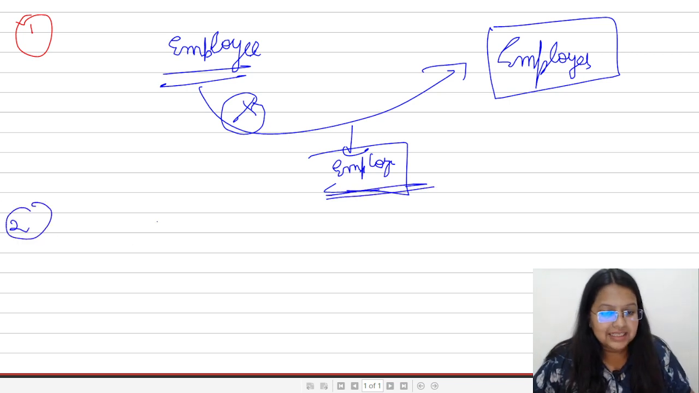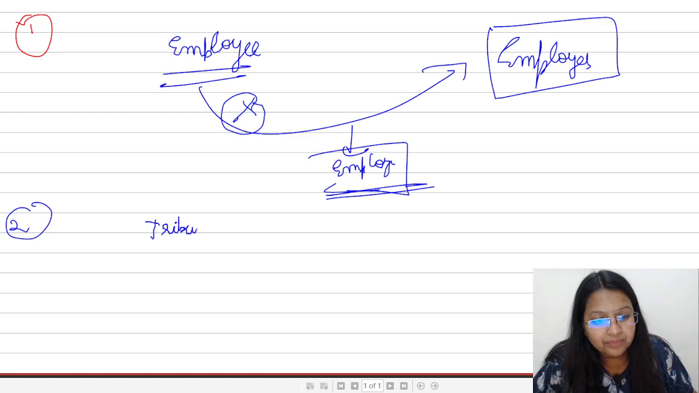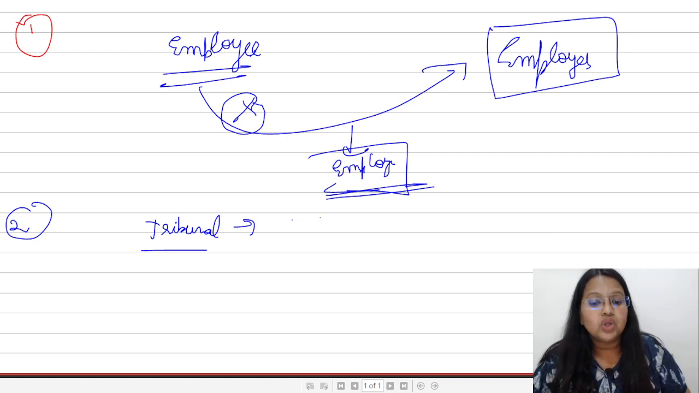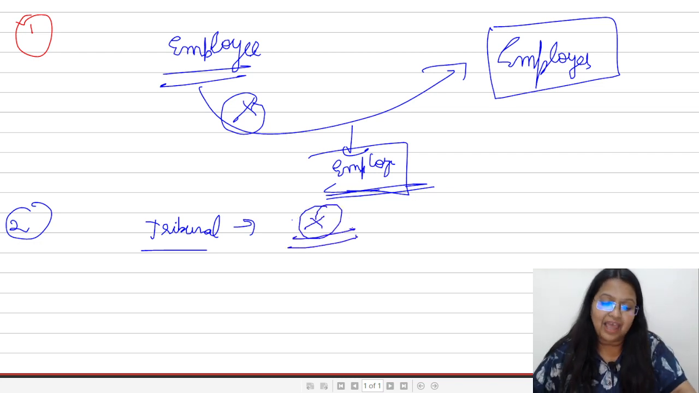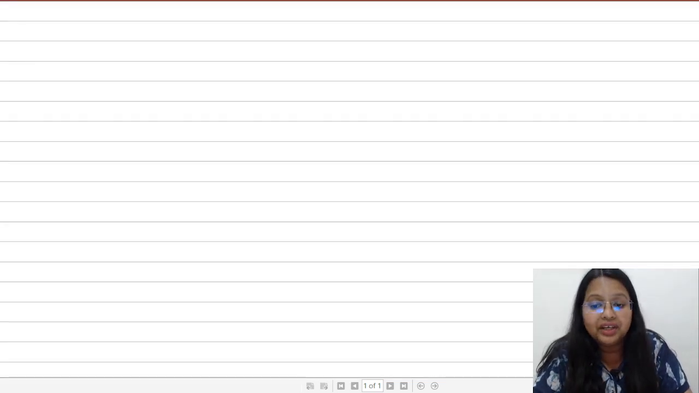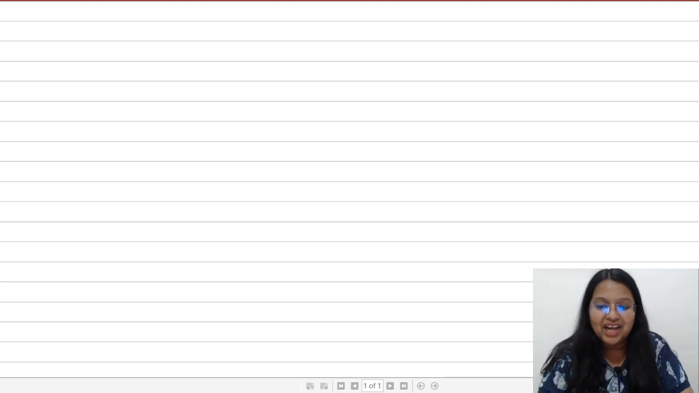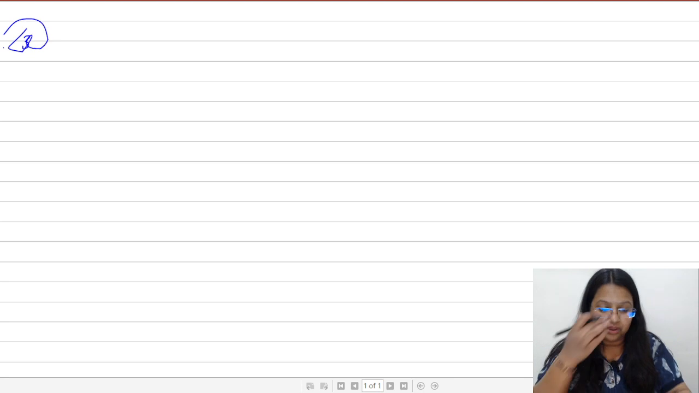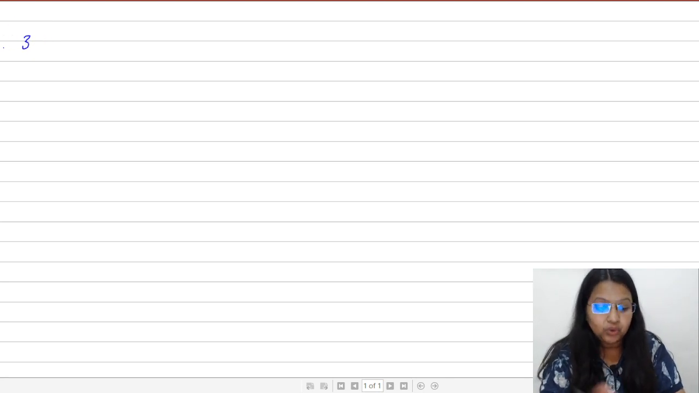Second thing is that if a tribunal, which is established under any law, provides any services to any person, it will not be considered as supply of services under GST. Yes, when a tribunal gives any kind of order or decision in a verdict, it will not attract GST.